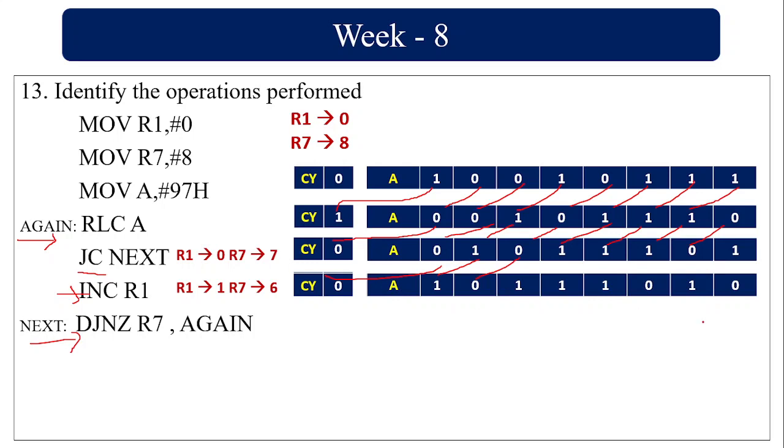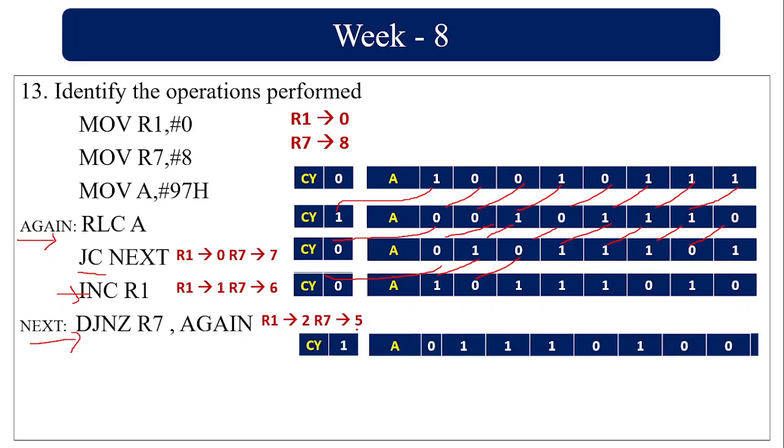So it goes on. Again it checks for jump on carry. If your carry is 0, then what happens? R1 should be incremented by 1. So R1 becomes 2. So likewise it goes on.